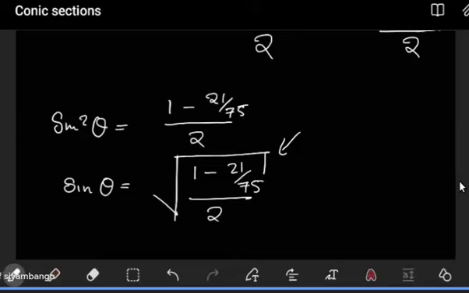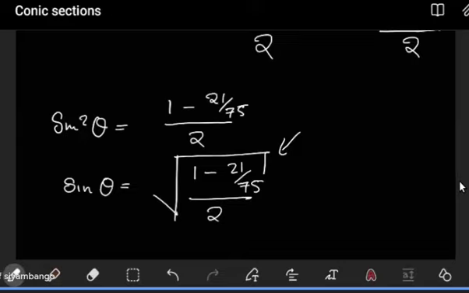And then when you divide everything by 2 there, this becomes root of, 2 into 54 goes 27, over 75. So this becomes what sine theta is.